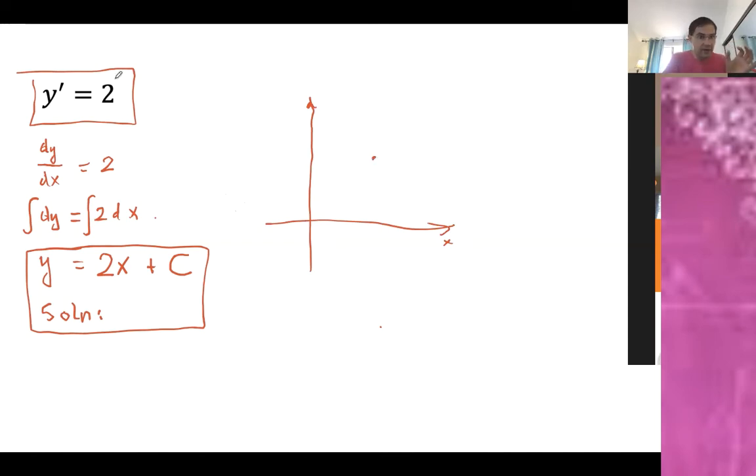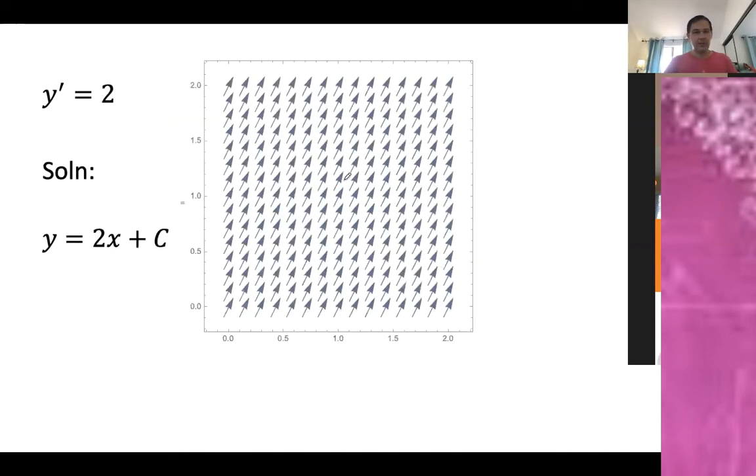The tangent line, the slope, has to be equal to 2. So the slope is going to be, this is the slope 2. And then we choose another point, and we draw this point, this line element, line segment, a very short line like this. And we do this for many, many points. I won't be doing that many, but when I use Mathematica, that will give me the direction field of this differential equation.